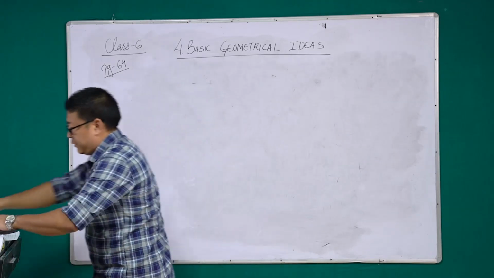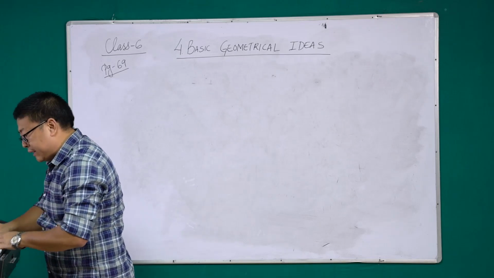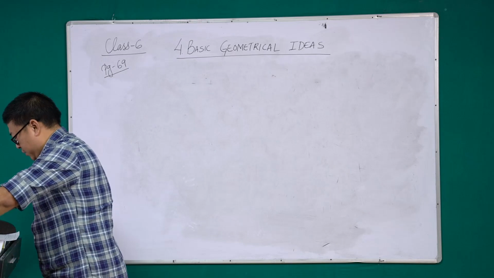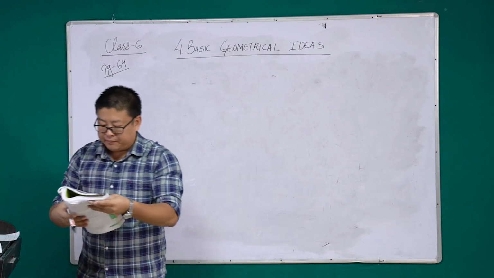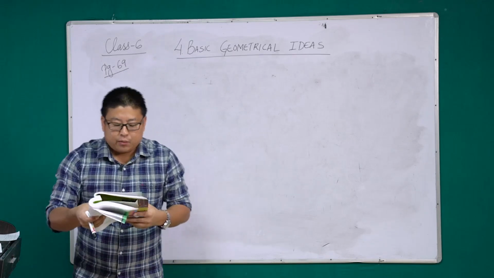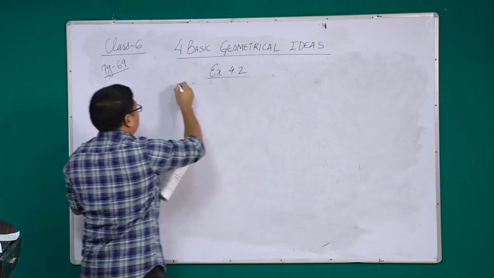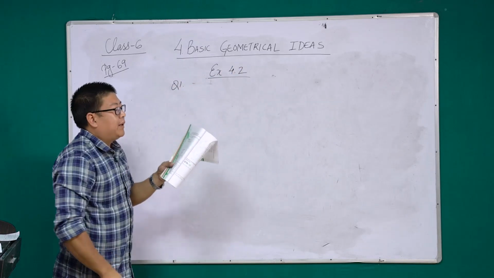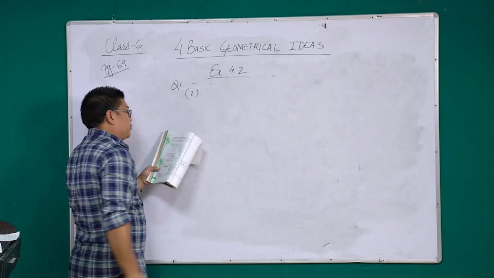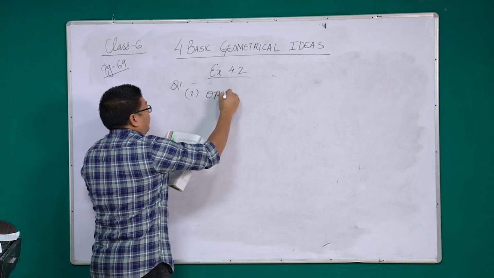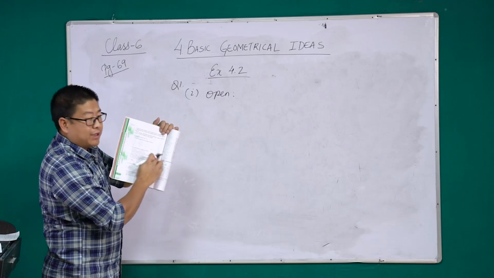So please turn to exercise 4.2. Question number 1: Classify the following curves as open or closed. Now, if you look at the figures, you can understand which is open. Look at the ends. Let me show it to you.